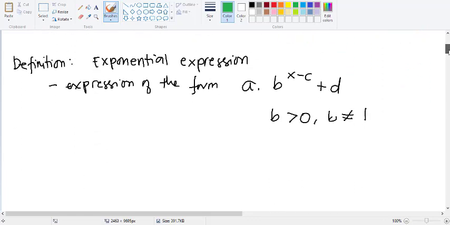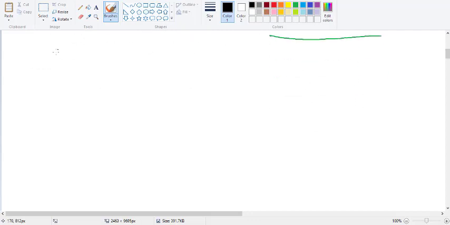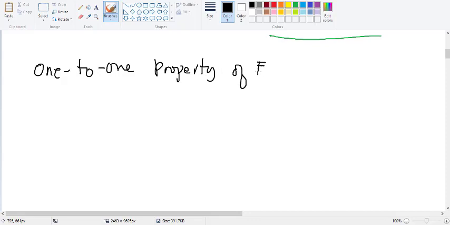Now, this definition is the technical definition of an exponential expression. So, it is an expression of the form a times b to the power of x minus c plus d. The conditions are b is always greater than 0 and b is not equal to 1. So, in our class earlier, we actually reviewed the laws of exponents, right? One other thing we need to know is the one-to-one property of exponential functions.